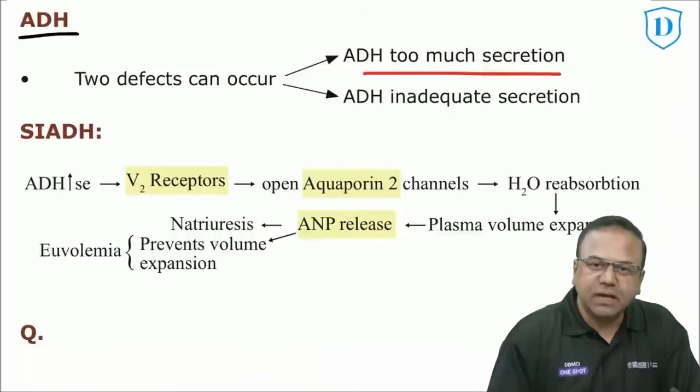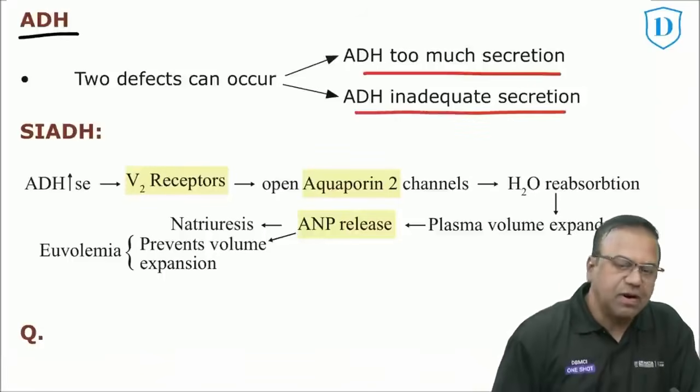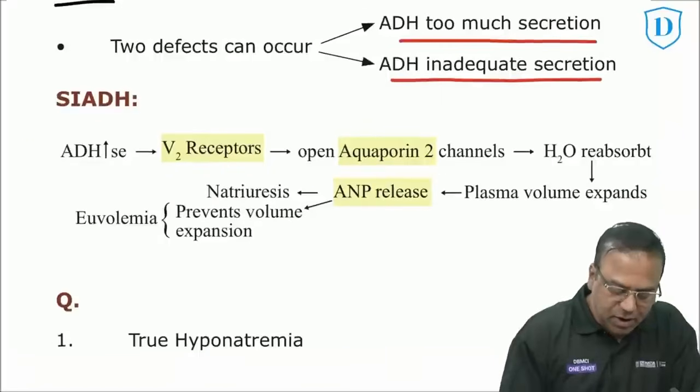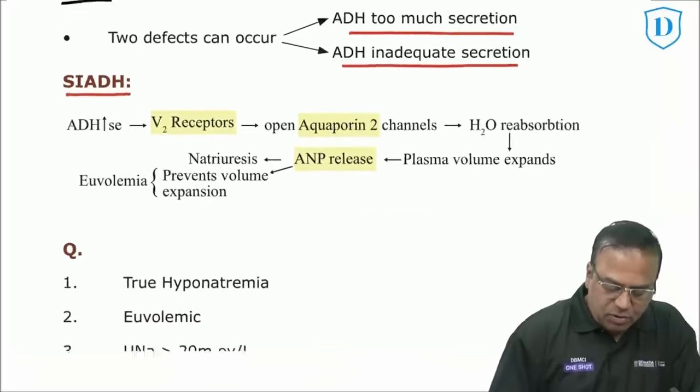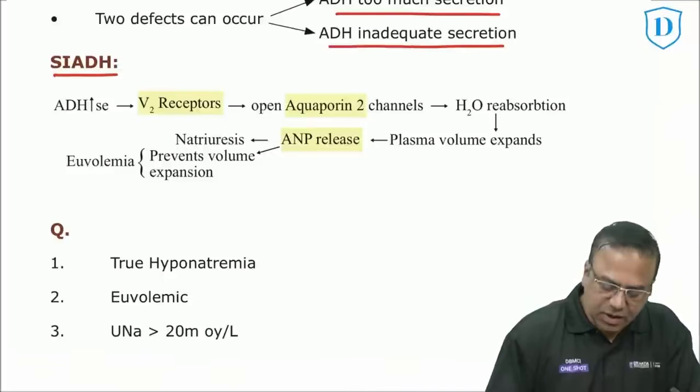As far as ADH, I was telling you, too much ADH is the syndrome of inappropriate secretion of antidiuretic hormone, and too little ADH is diabetes insipidus. These are the two extremes. Let's first look at SIADH. The concept in both SIADH and diabetes insipidus that they are testing in our exam is very simple, very silly actually, and that is the key.